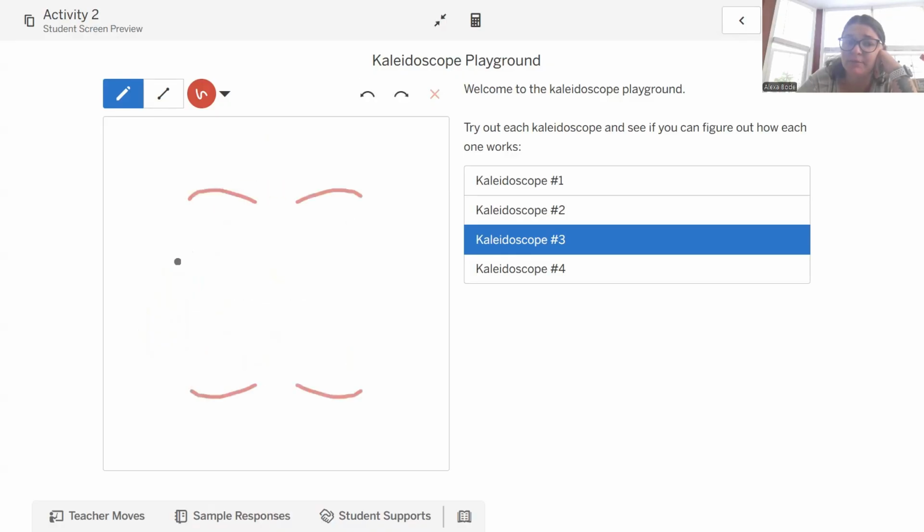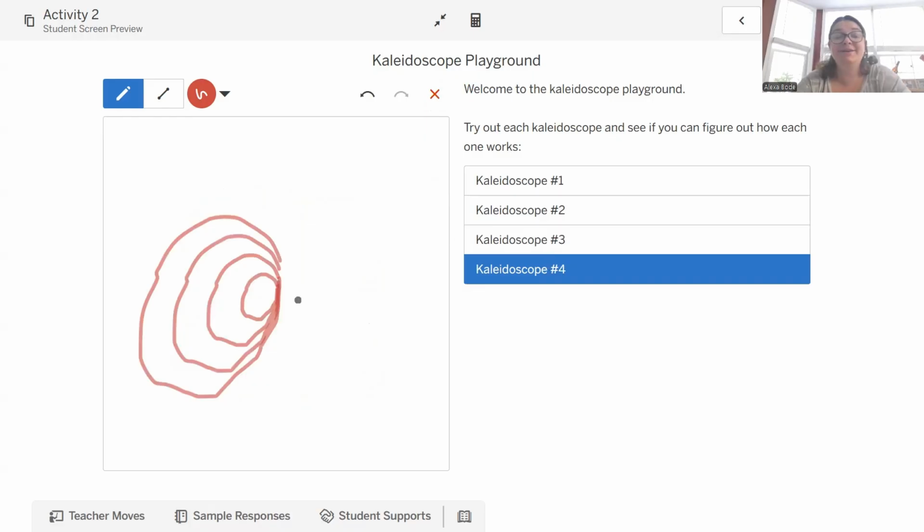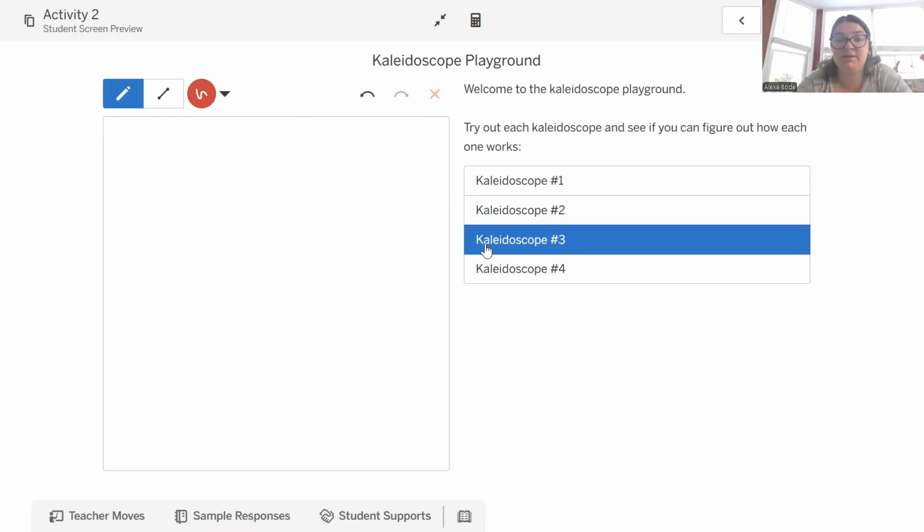Draw a butterfly here on mine. Almost there. I can't really do the antennas because then it's going to draw antennas on the other side and that looks funny. Okay. So again, we're just sitting here playing around with these. Okay, you can see that they're doing different things.